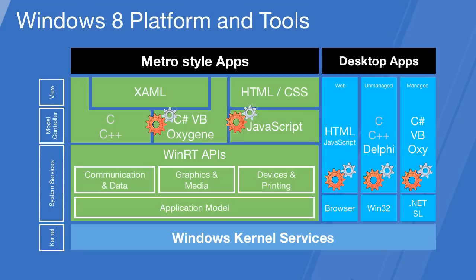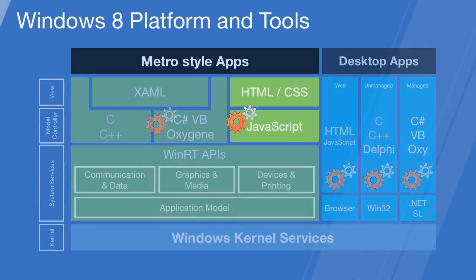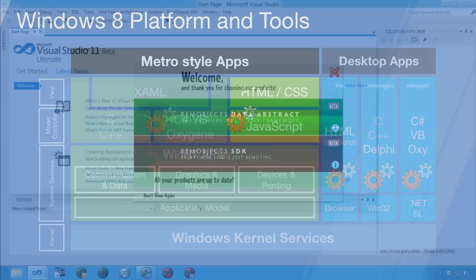But today I want to talk with you specifically about HTML and cascading style sheets applications built with JavaScript and using Data Abstract for JavaScript. Like I said before, these applications are going to be first-class Metro applications on the Windows 8 platform that can be available in the Windows Store.